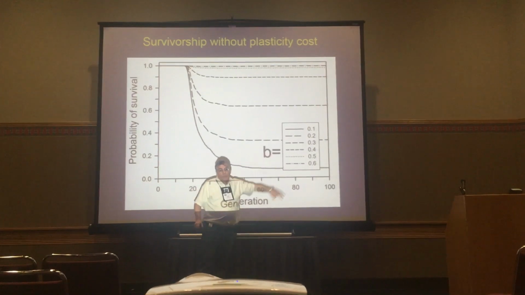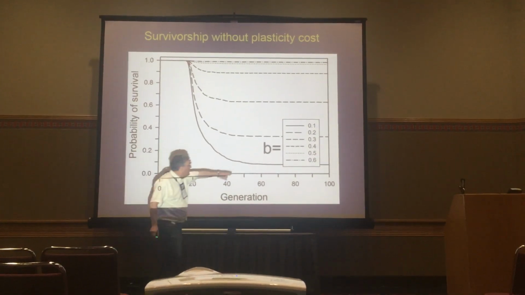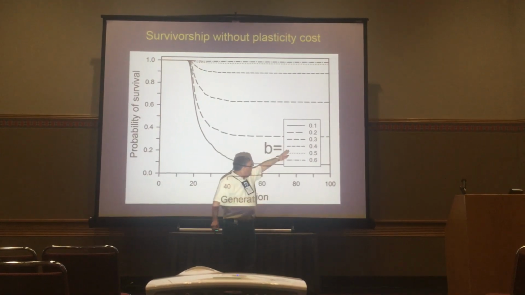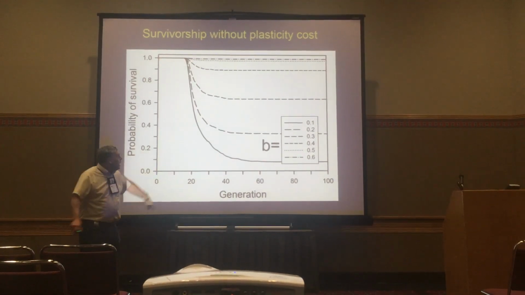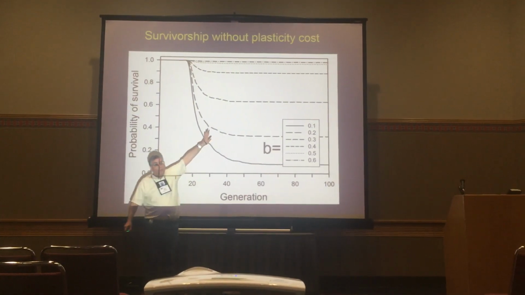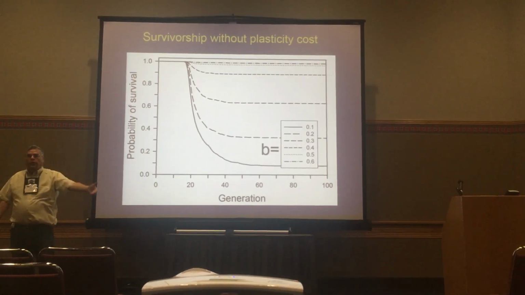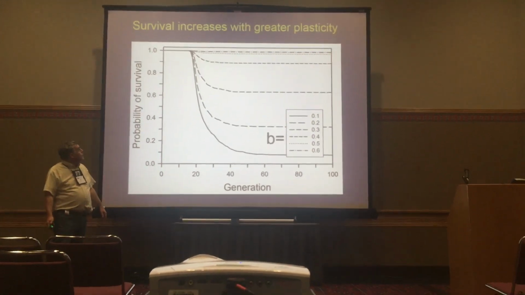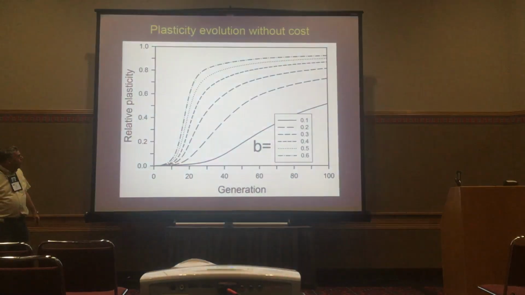Remember this B term, this is basically the expression of plasticity. So small values of B mean less plasticity, large values of B mean more plasticity is being expressed, and not too surprising, the more plasticity you can express, the more likely you are to survive because you're able to keep up with that environmental change. So that's not too surprising. So plasticity helps you survive.